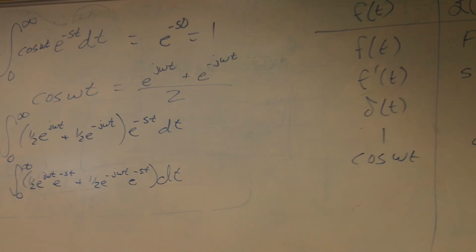Let's just do the one on the left for a sec. It's the integral from 0 to infinity of, I'll pull the 1/2 out, e to the j omega t minus st dt. You agree? But that's equal to 1/2 times the integral of e to the minus s plus j omega, times t, dt. In terms of t, this is just a constant, right?